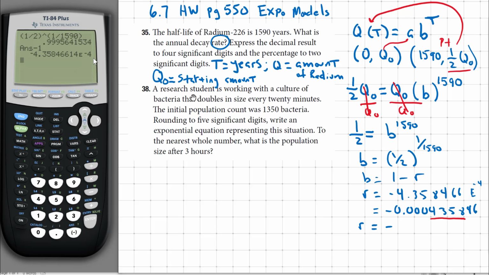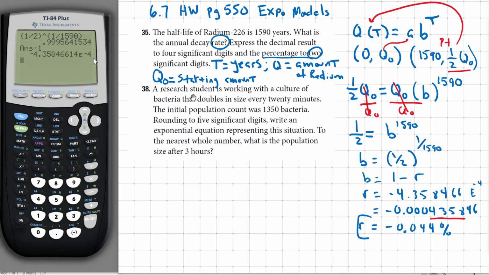So as a percent, I'm going to multiply by 100 to turn that into percent. So I'd move that decimal. I'm going to have 0.4358%. Lastly, they said to do the percent in 2 decimal digits. So the 2 significant digits would be the 4 and the 3, and after the 3 is a 5. So I'm going to round that up to 0.44%. That gives us the decay rate.